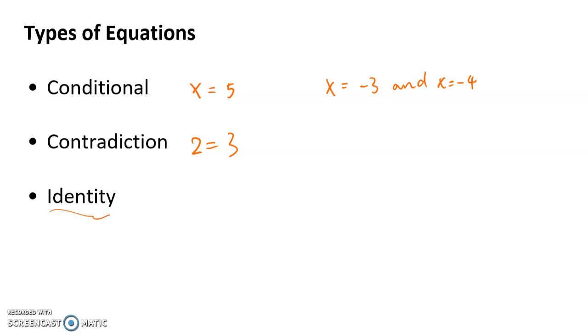Identity is pretty similar to the case of contradiction. It is an equation where no matter what your x value is, the equation is true all the time. For example, when you solve your equation and at the very last step you get something like 5 equals 5, which is a true statement no matter what your x value is. So we say that kind of equation is an identity equation.